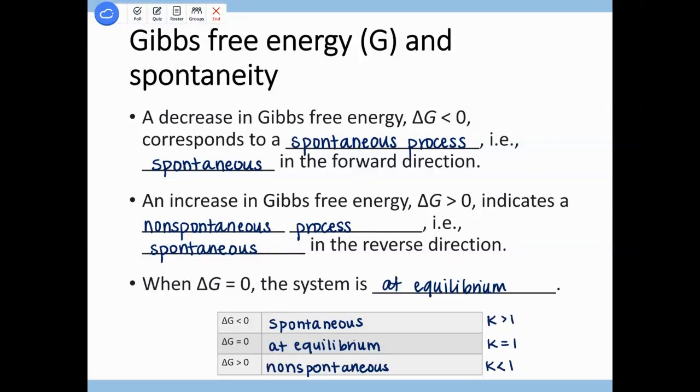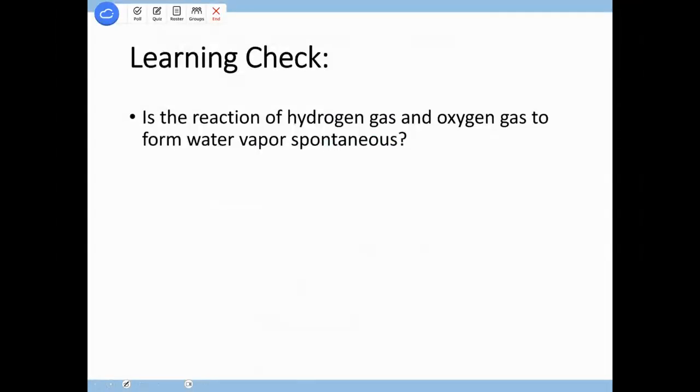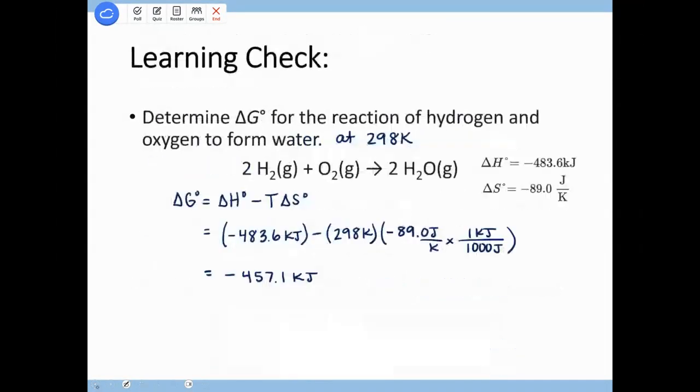So question on the next slide. Is the reaction of hydrogen gas and oxygen gas to form water vapor spontaneous? So that is the learning check, but we had already calculated delta G for this reaction on the previous slide. Delta G is negative 457. Spontaneous or not spontaneous? What'd you say? Spontaneous, thank you. Yes, we're just looking to see if it's negative or positive. Negative value, spontaneous.